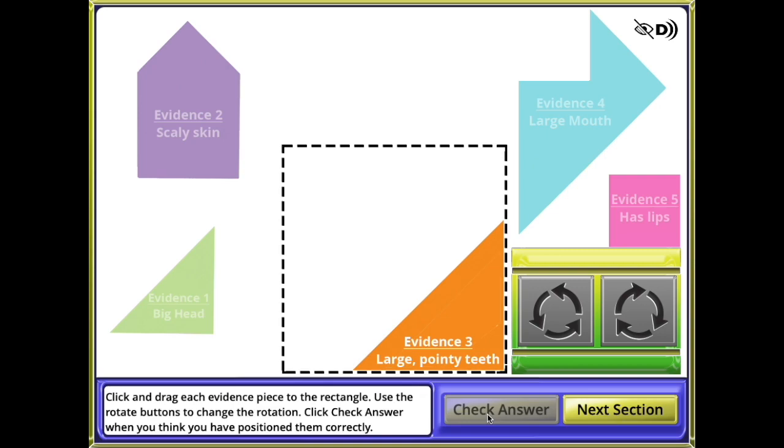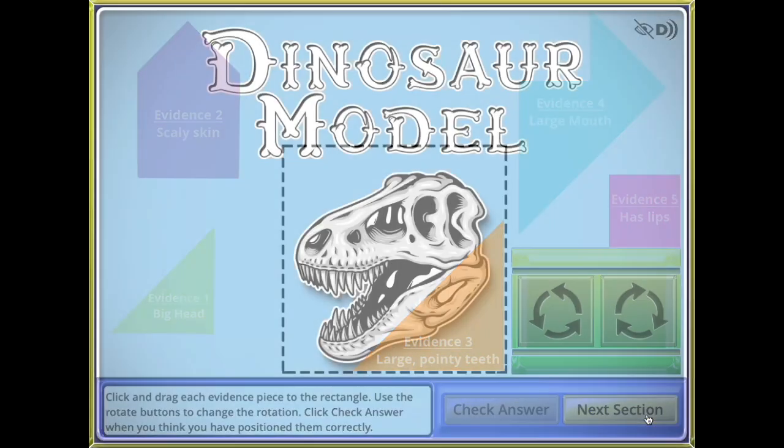Carefully review the evidence on the 5 puzzle pieces, paying special attention to the newest piece of evidence. You'll need these facts to complete the next section. Choose the Next Section button on the bottom right side of the screen.